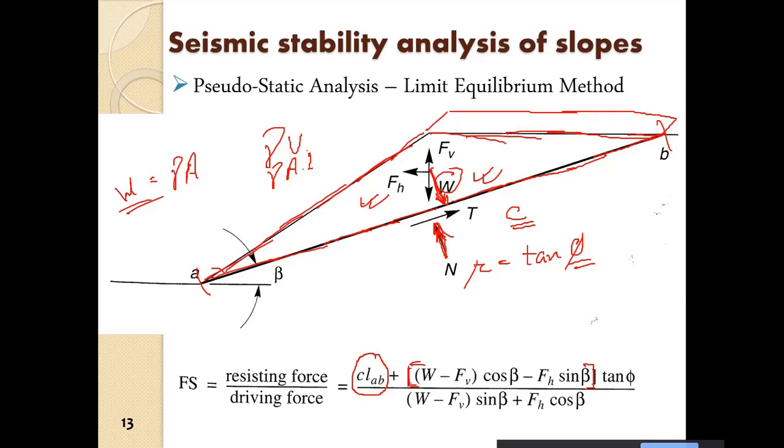So coefficient of friction is tan of phi, so T is equal to mu N plus C into this length. This is the cohesion component, and this is the normal component of the weight of the wedge. So this is the total shear resistance, or the maximum shear resistance, or the shear strength.